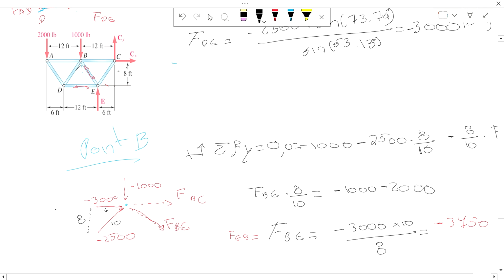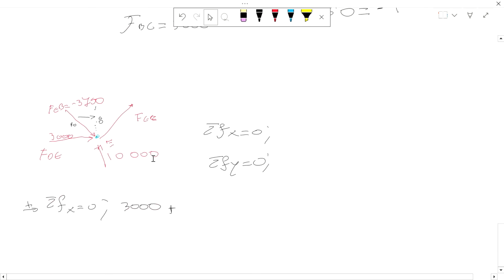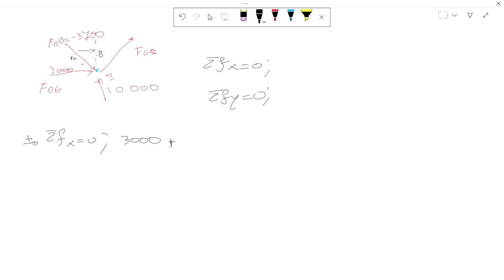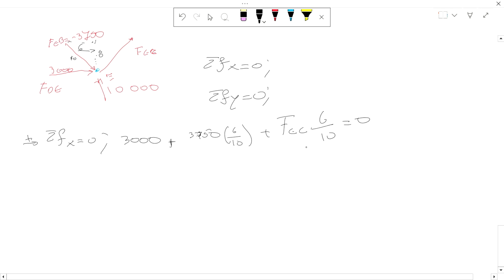Sorry, this height is 8 from here to here, and the length of each element is 10, because the halfway point is 6. So we don't have to do that again. We know that that's 10. And that force is 3750, and we're trying to do it with respect to X, so since this is 6, it's times 6 over 10, and then we find FE to C, and that is plus FE to C times 6 over 10 equals 0.